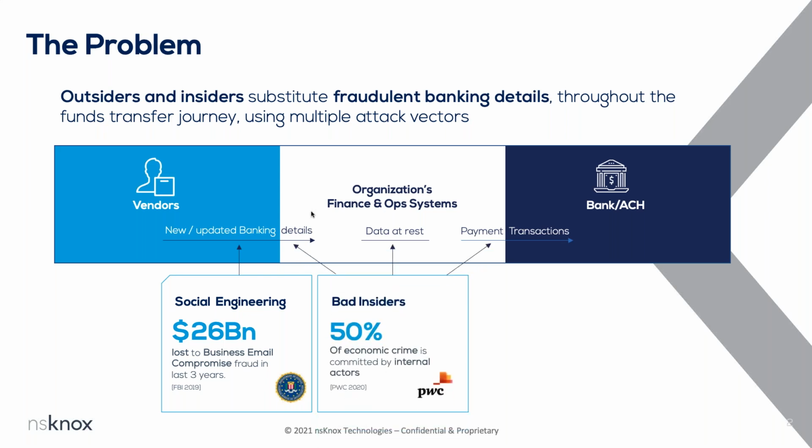Everybody hates to talk about this, but unfortunately, we do have bad insiders amongst our employees. And if we hear anything from PwC about that, they indicated in their last study last year that 50% of economic crime is actually committed by internal actors, either acting on their own or collaborating with outsiders. So this is kind of scary because people on the inside, they know the controls, they know the process, they know the system.